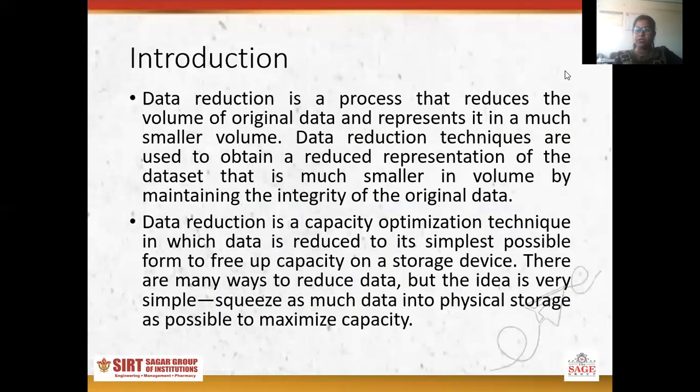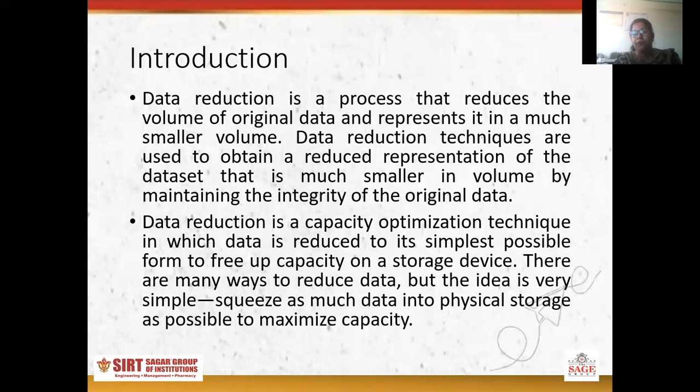So basically, what is data reduction? It is a process that reduces the volume of original data and represents it in a much smaller volume. Data reduction techniques are used to obtain a reduced representation of the dataset that is much smaller in volume by maintaining the integrity of the original data.